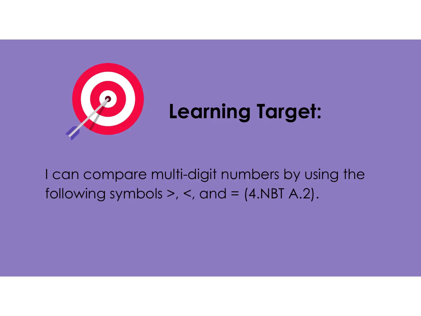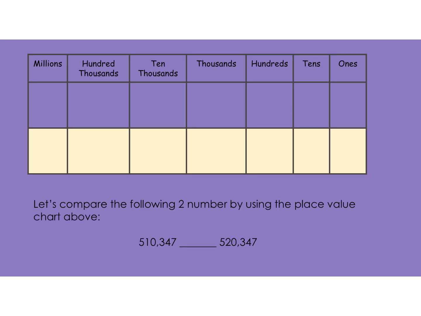Today, our learning target is I can compare multi-digit numbers by using the following symbols: greater than, less than, and equal to. Okay, so we want to find the number with the greater value. So we're going to first start out by comparing these two numbers, and we're going to put them in the place value chart. I'll put one number in the purple section and one number in the cream section, and then we'll compare them.